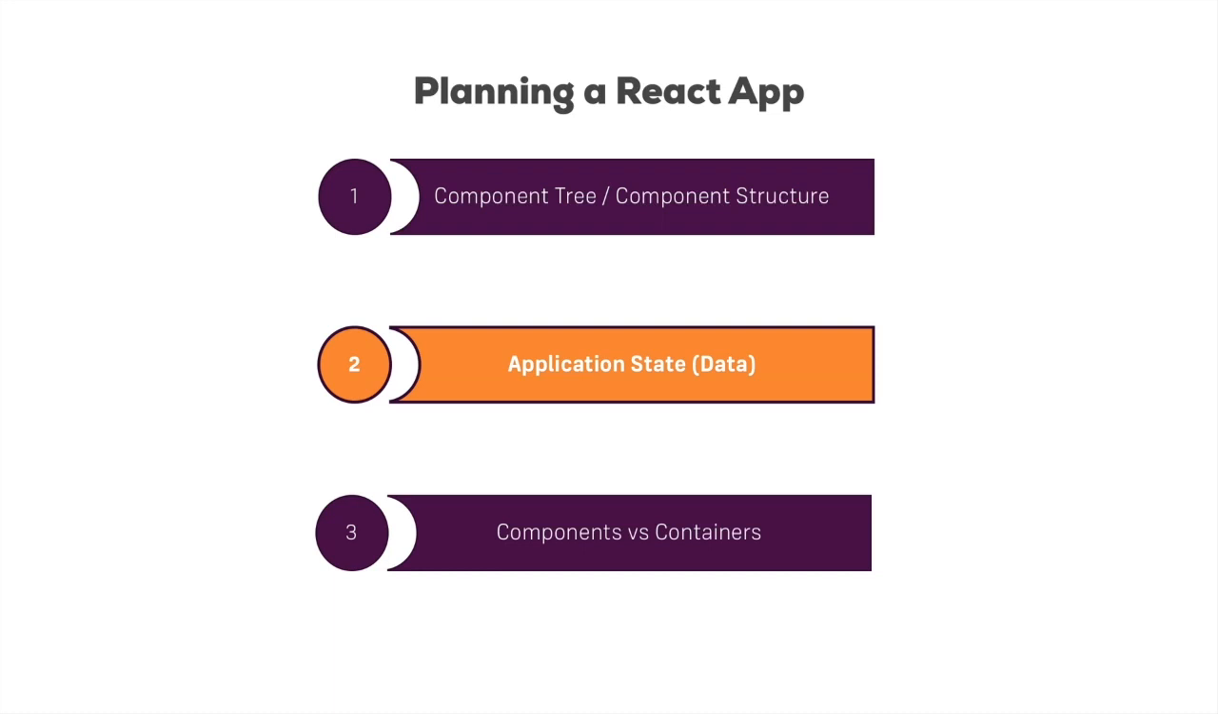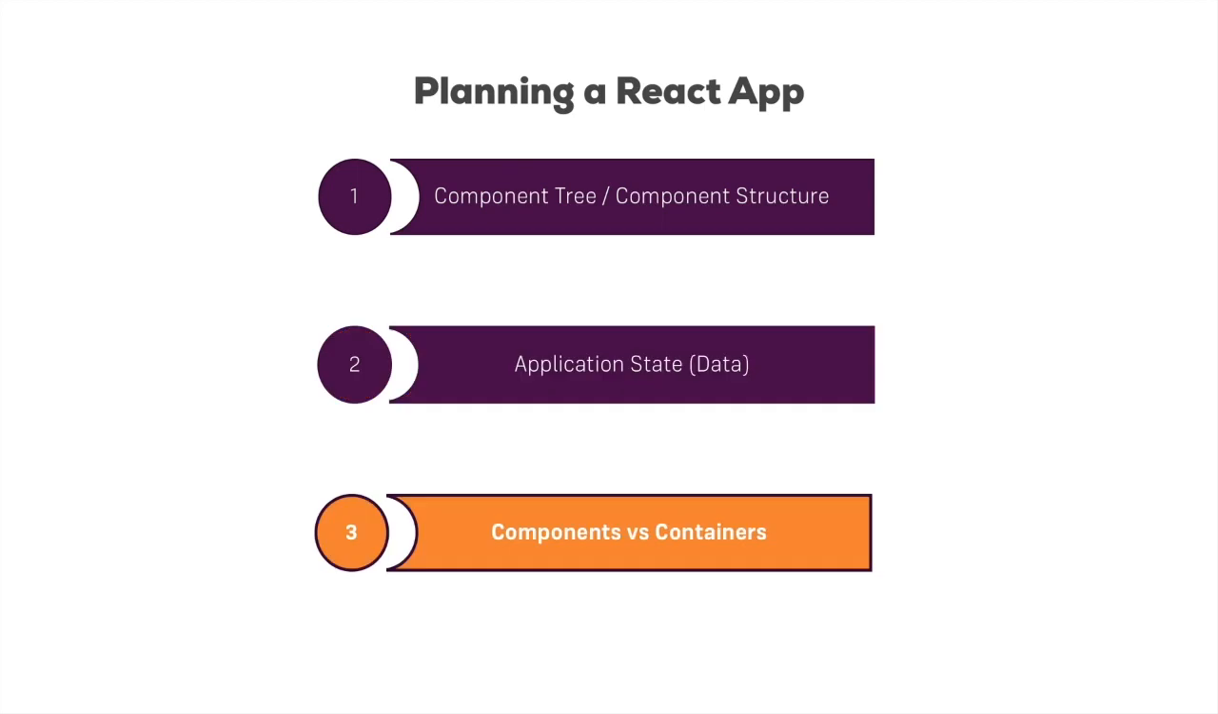Now, once you know the component structure of your application and the state you're going to use in it, you can plan components versus containers. So, which components in your application should be stateless or functional, sometimes also referred to as dumb components, and which components have to be stateful components created with that class keyword, because they need to manage some state and distribute it down to their dumber components, to the stateless components.